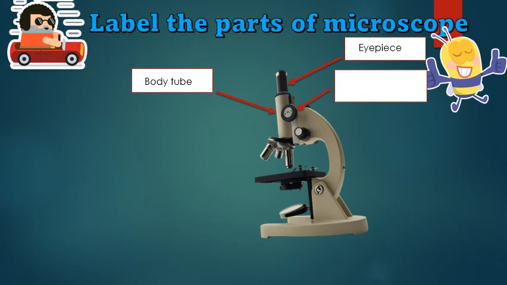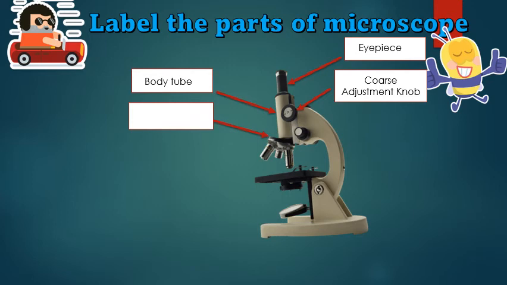How about this one? It allows the movement of the tube upward or downward. The coarse adjustment knob. How about this one? It is responsible for holding our objective lenses. It is the revolving nose piece. How about this one? It is used to bring the specimen into sharp focus. The fine adjustment knob.